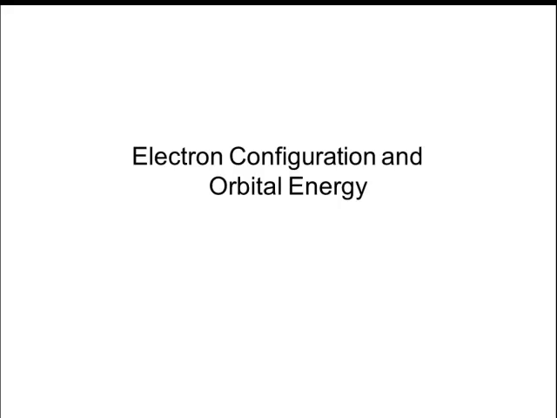So what we're going to talk about now is electron configuration and orbital energies. With electron configuration, this is going to be a way for us to quickly identify the location of all the electrons in an atom and what orbitals they're in. And from those orbitals, we'll be able to get a relative idea of what energies they have, so we can determine things like valence versus core electrons.